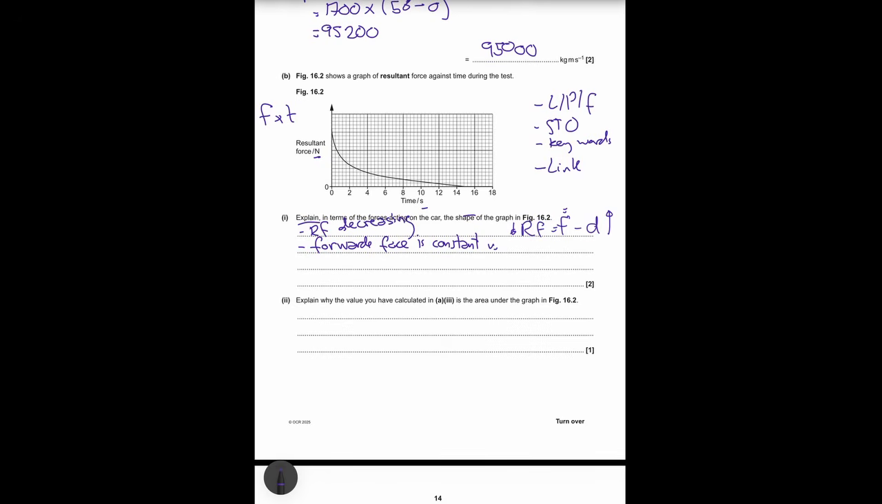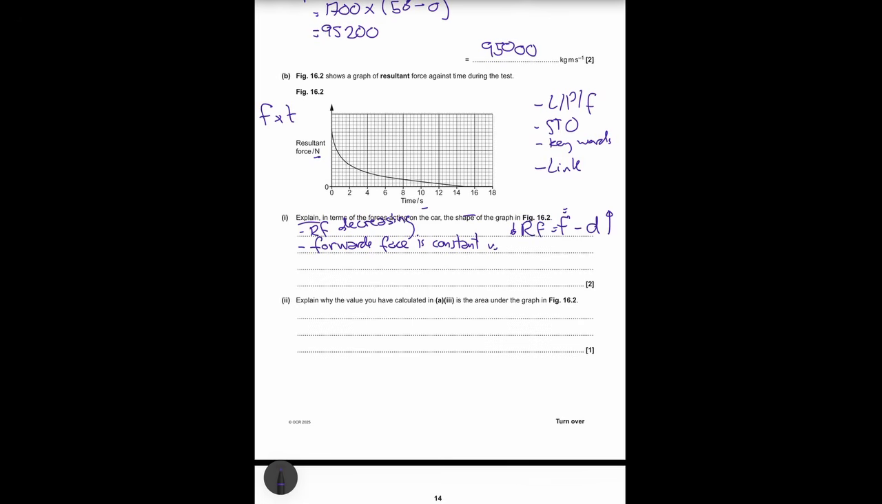That has to be the only way that the resultant force can decrease, if the force stays constant. So I still don't really know how this links to the question yet. All I'm doing is just saying what I know. Okay, so now that I know that the drag is going to be increasing, is there anything else that I can say about the fact that the drag is going to be increasing?